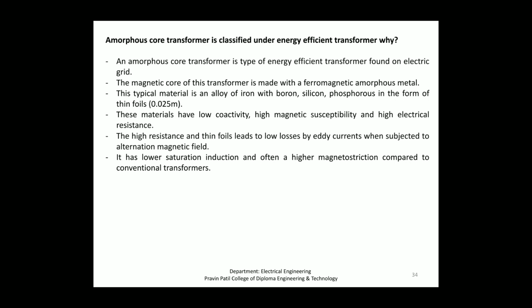The amorphous core transformer is a type of energy efficient transformer found in the electric grid. The magnetic core of this transformer is made with a ferromagnetic amorphous metal. This typical metal is an alloy of iron with boron, silicon and phosphorus in the form of thin foils. Once again, the material used in this core is an alloy of iron with boron, silicon and phosphorus in the form of thin foils.